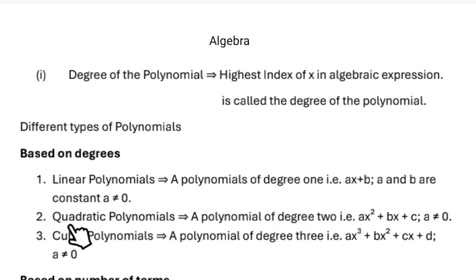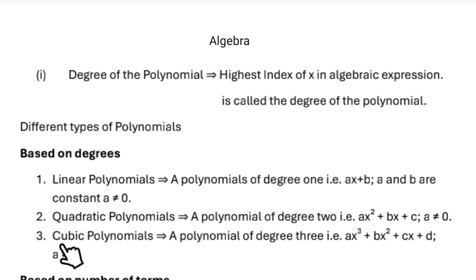Now the second one is quadratic polynomials. A polynomial of degree 2, that is ax square plus bx plus c. Here a not equal to 0. So x is raised to the power 2. So this polynomial is called a quadratic polynomial.